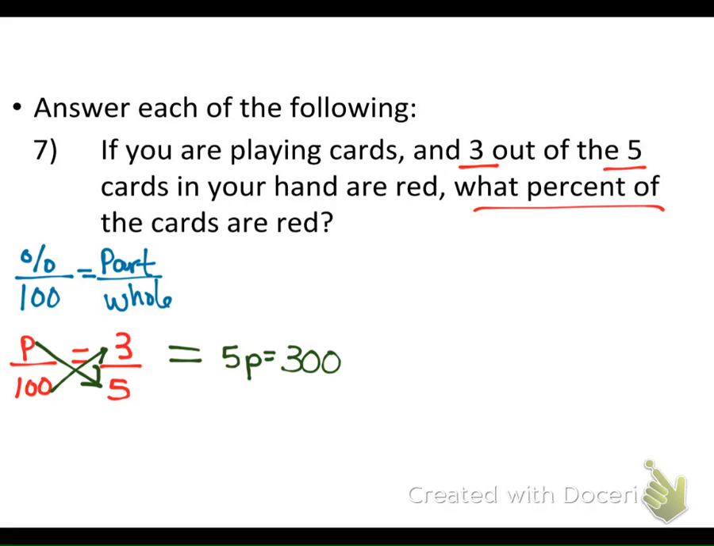What kind of problem do I have now? 5P equals 300. Don't you shrug your shoulders at me. It's everything that we worked on first semester. You better remember. We worked on them all semester long.